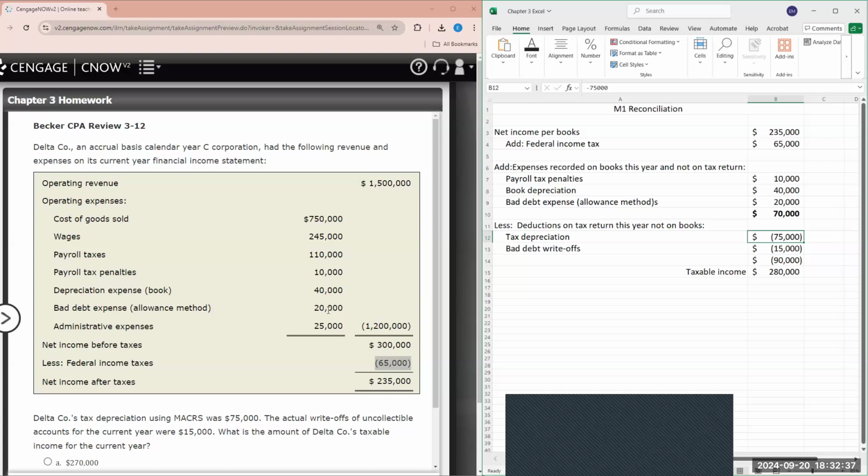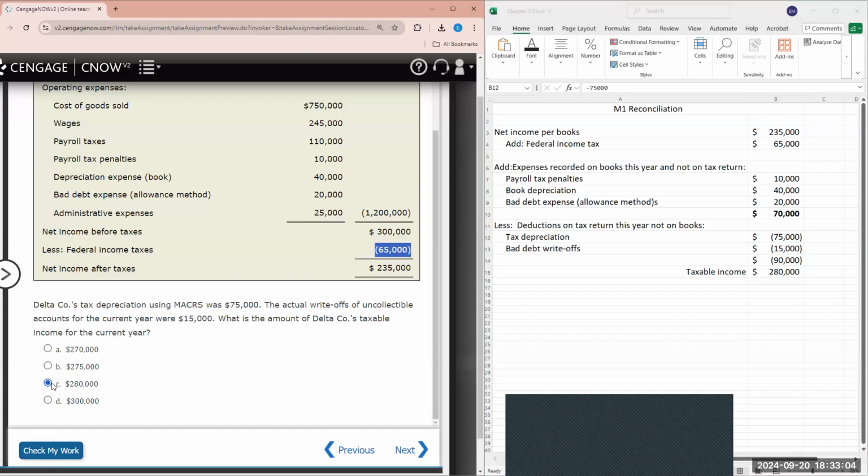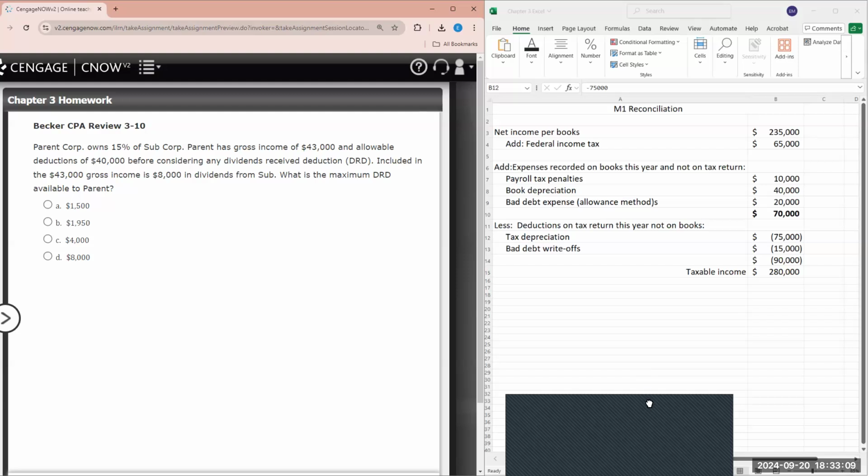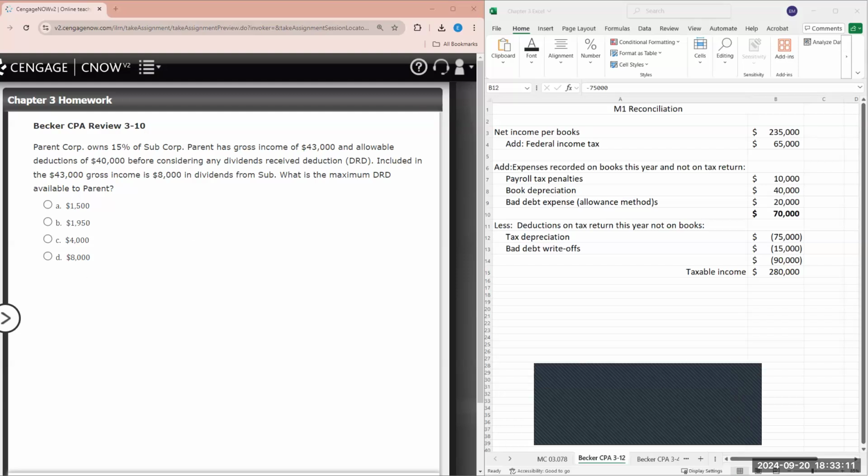So this, what we just created, is basically an example of the Schedule M-1, which reflects the book to tax reconciliation. So again, we start off with net income per books. We add the federal income tax, and then from there, we add any expenses recorded on the books this year and not on the tax return. And then we subtract any deductions that are on the tax return this year, but not reported on the books. So the correct answer is $280,000.